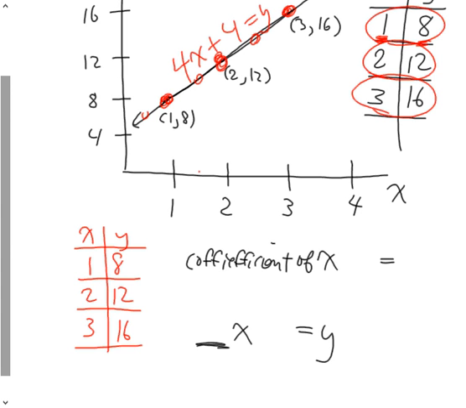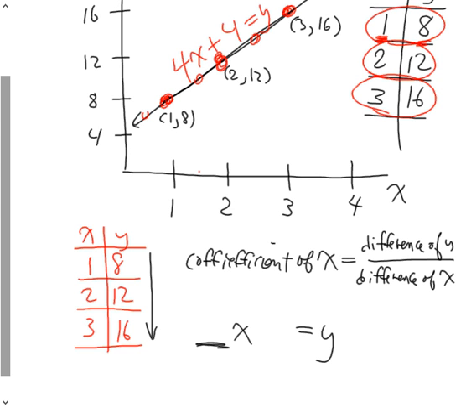And the coefficient of x is equal to the difference of the y column divided by the difference of the x column. What does that mean? Well, if I look at my table of values here and I look for the difference in the y column, and this is the y column here.